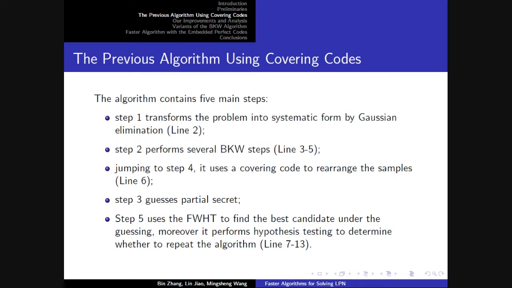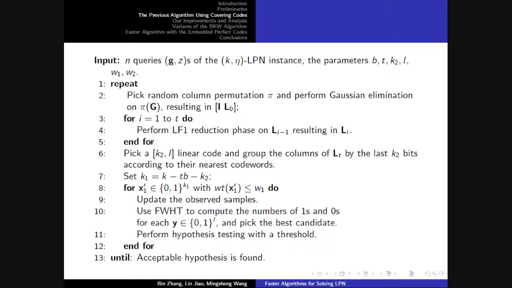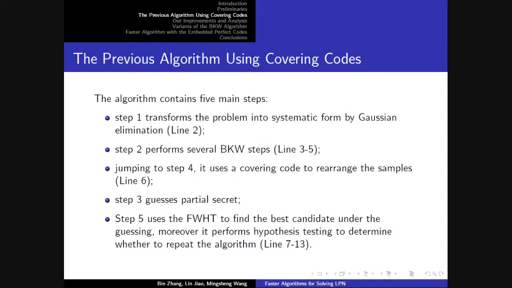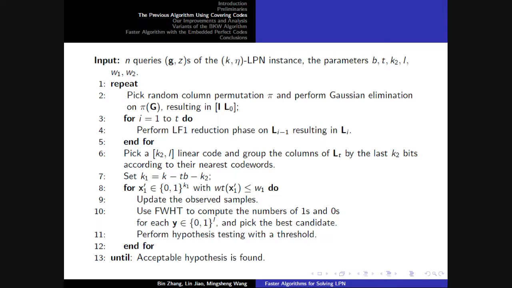And step two, perform several BKW steps here. This is step two. This suggests to use F1 in its original form. And we directly go to step four. It uses a covering code to rearrange the samples. Here we just choose a linear code with the information of error bits, and the code length is K2, and regroup the columns of the matrix by the last K2 bits according to their nearest codewords. And this is the key point for their improvement.